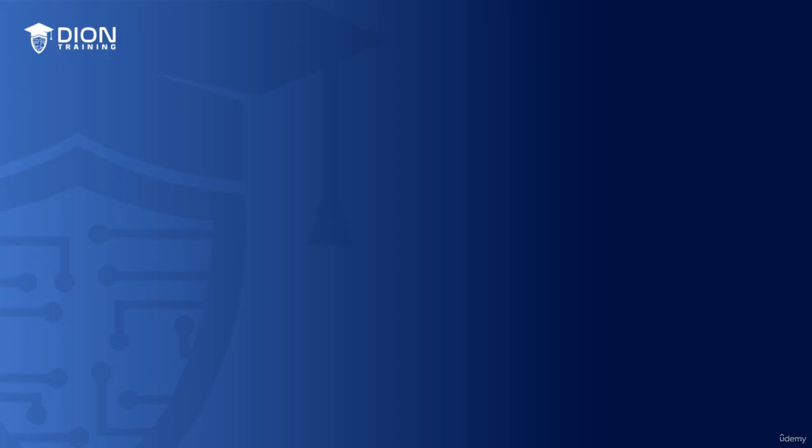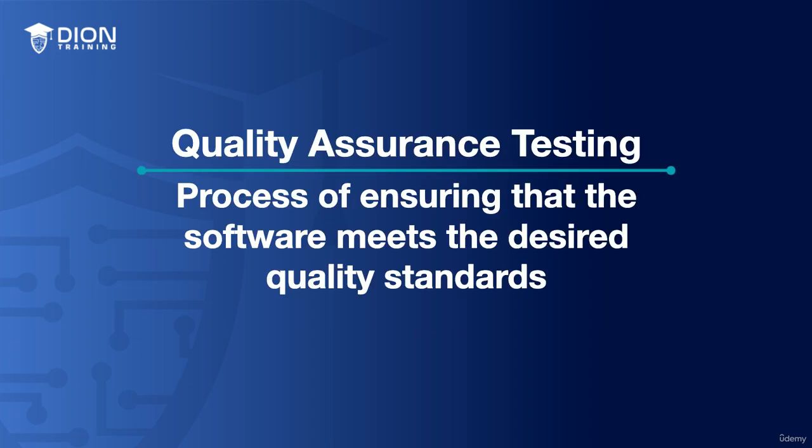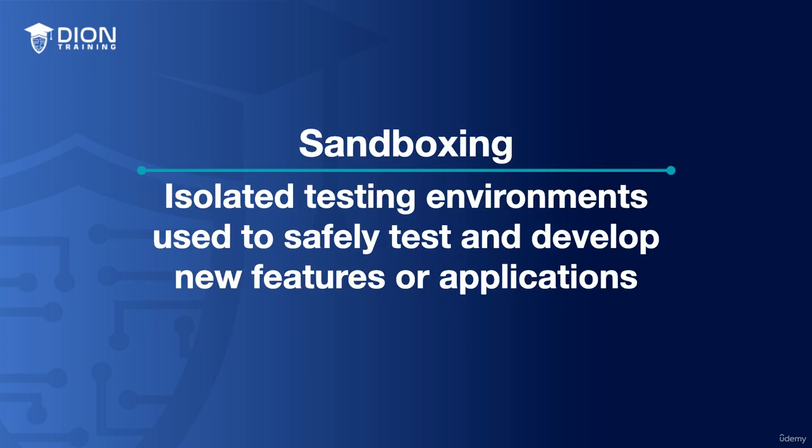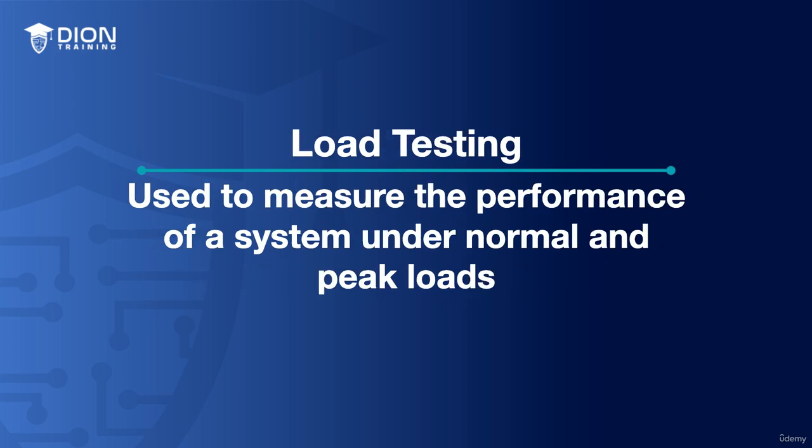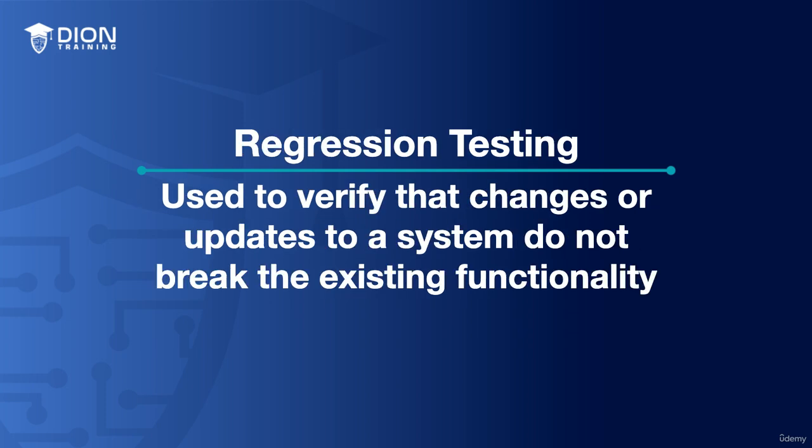Then, we talked about quality assurance testing, and this included the use of sandboxing, load testing, and regression testing. Now, quality assurance testing is the process of ensuring that software meets the desired quality standards. This quality assurance testing can be automated using various testing frameworks and tools. Sandbox environments are isolated testing environments that are used to safely test and develop new features or applications. Load testing is used to measure the performance of a system under normal and peak loads. And regression testing is used to verify that changes or updates to a system do not break your existing functionality. By using these different testing methodologies, your organization can ensure that its applications and services remain reliable, scalable, and secure.